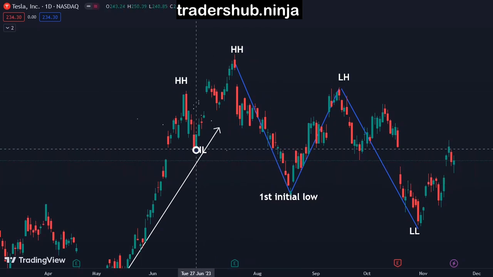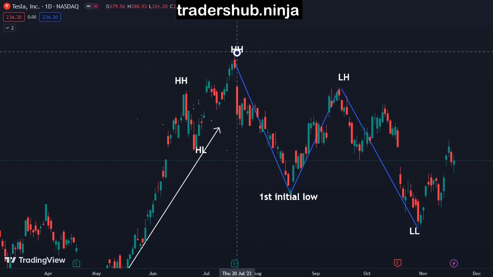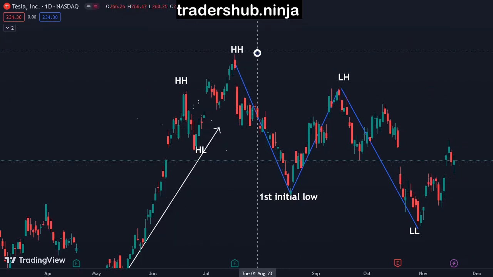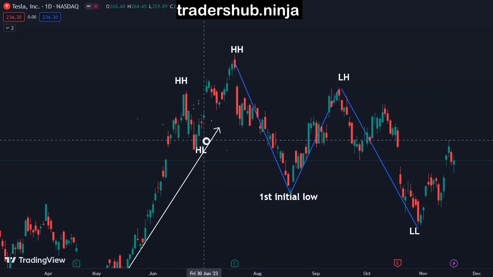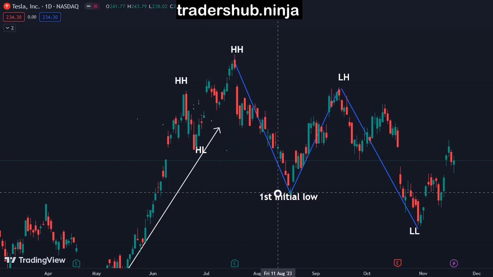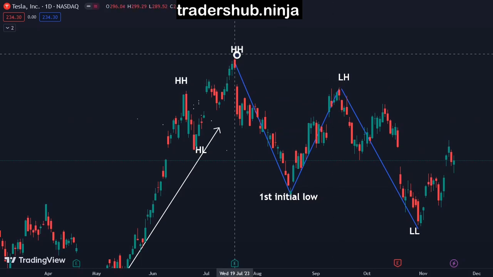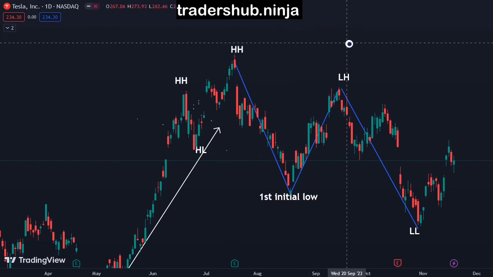So at this level, higher highs, higher lows, and higher highs. If this high breaks and a new high forms, it would be an uptrend continuation pattern. But it did not happen in the real market. Here it was a higher high, higher lows, higher highs. Here it was a first initial lower low, and it was a lower high. This level is a higher high. If the market breaks this level, it would be a higher high. But it did not happen.